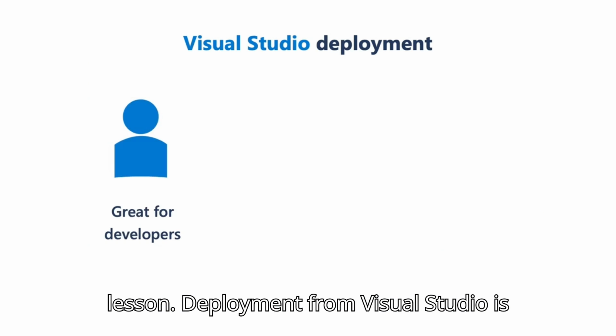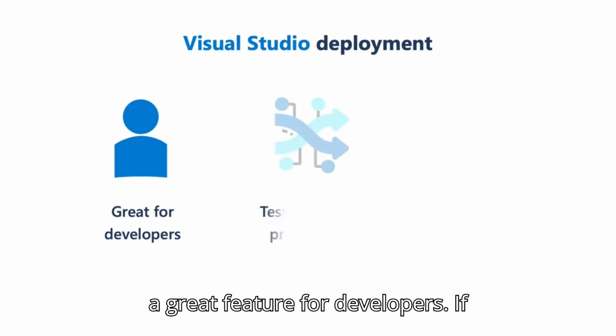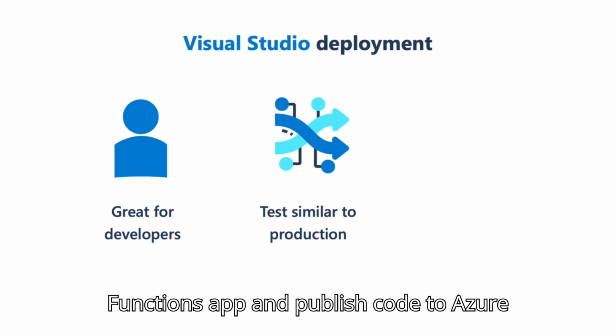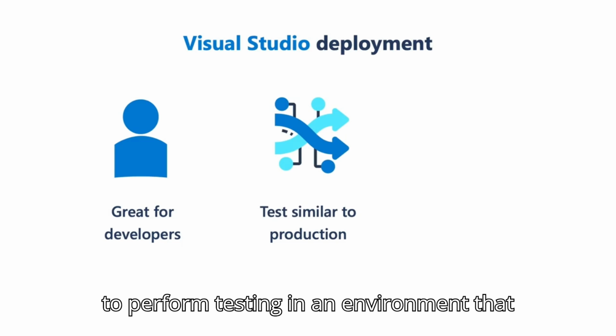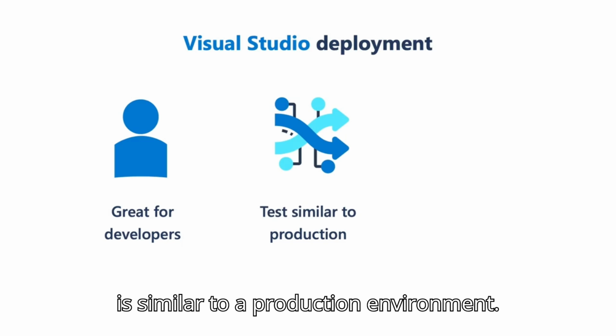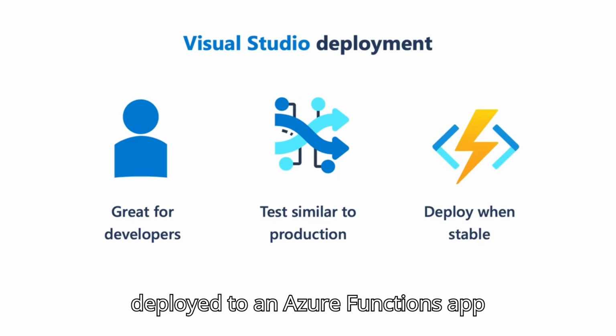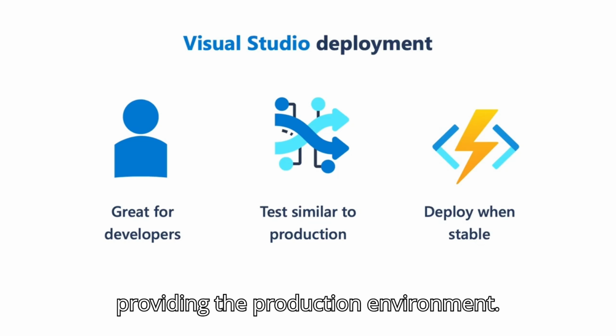Deployment from Visual Studio is a great feature for developers. If developers have access to an Azure subscription, they can create an Azure Functions app and publish code to Azure to perform testing in an environment that is similar to a production environment. Once a function is stable, it can be deployed to an Azure Functions app, providing the production environment.